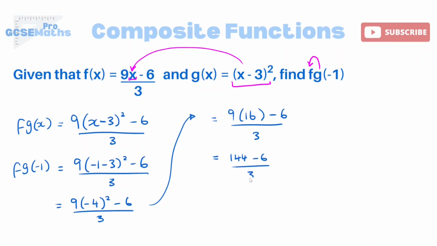I'd probably work this bit out myself and then I would maybe just chuck the rest in the calculator. But obviously I'm writing out every step so you can just see, and in case it is a non-calculator paper. So 144 minus 6 is 138 over 3. That actually does divide and we get 46. So the answer is 46.